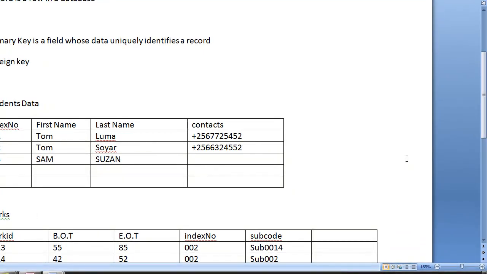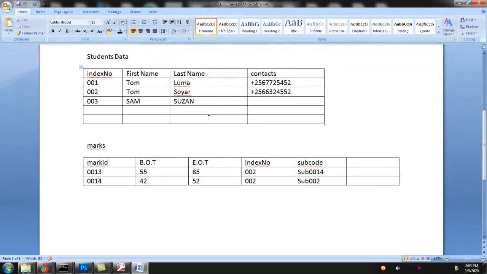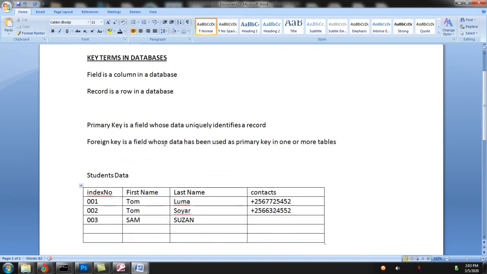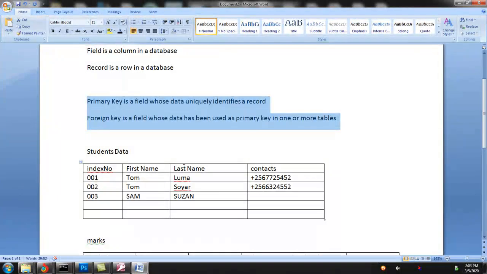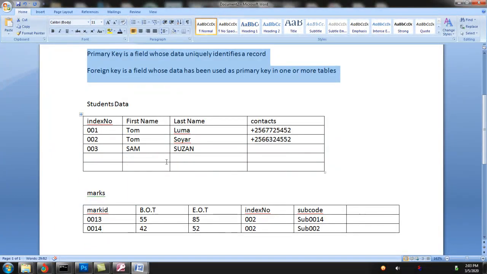So its definition is: a field whose data has been used as a primary key in one of the tables. All right, so it is better you understand the gist of databases. These two are like the heart of a database. So we are going to create a database of this kind in the next chapter.